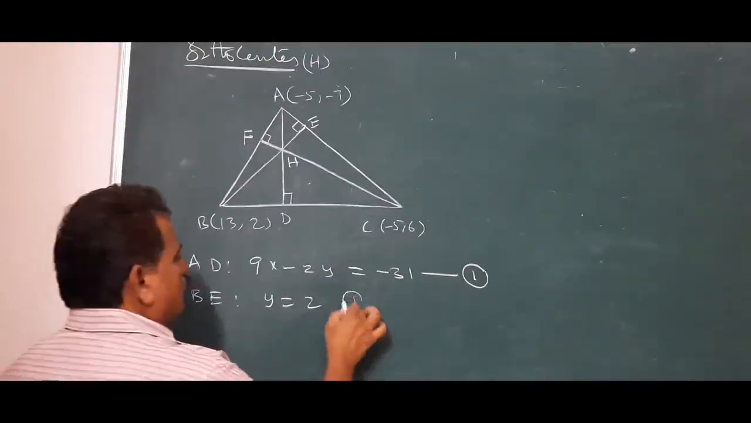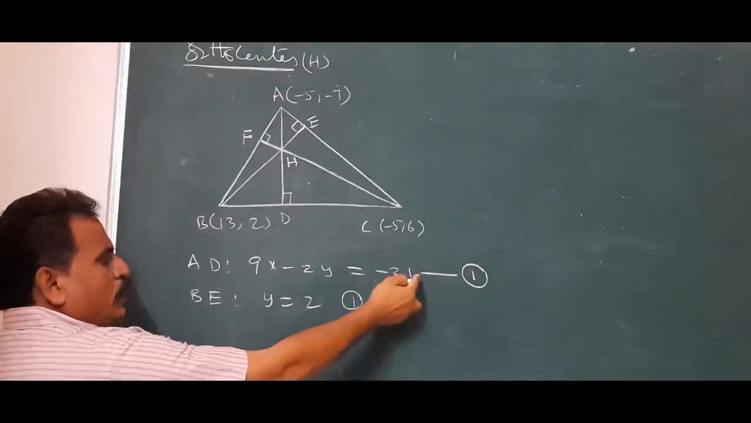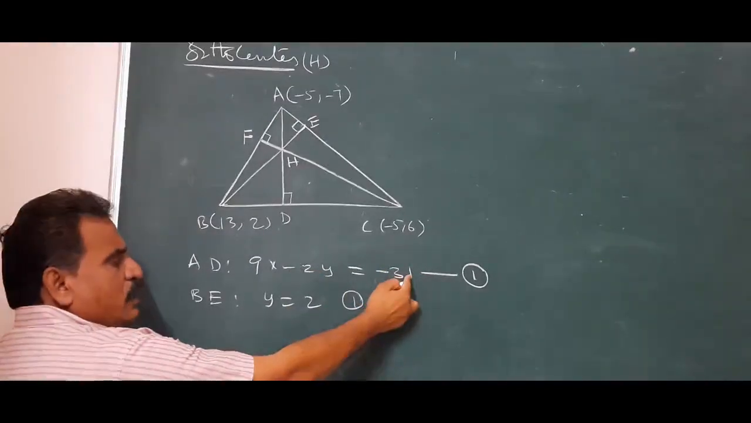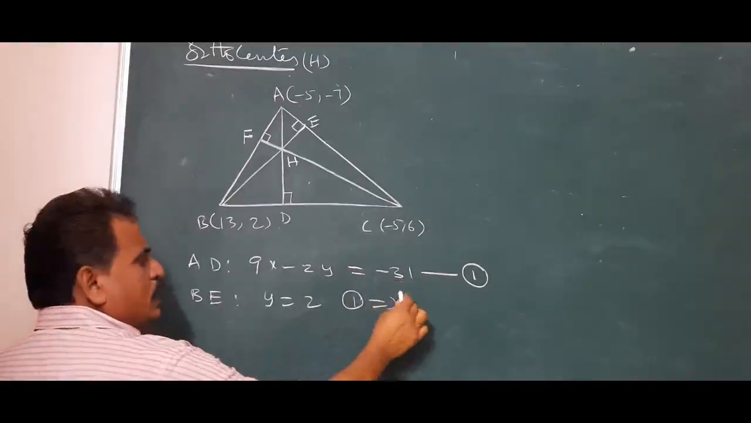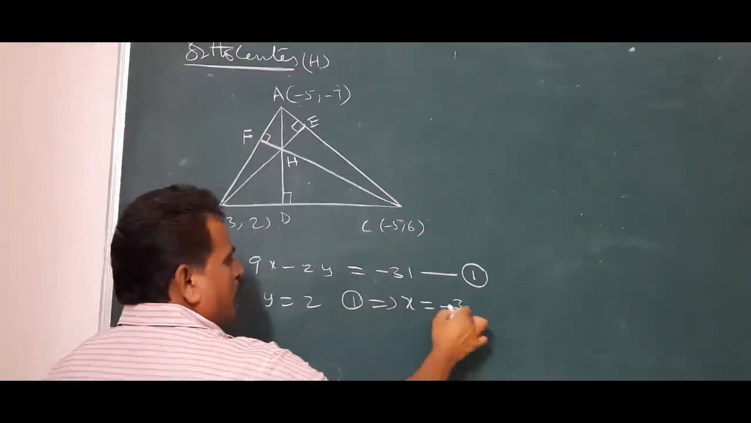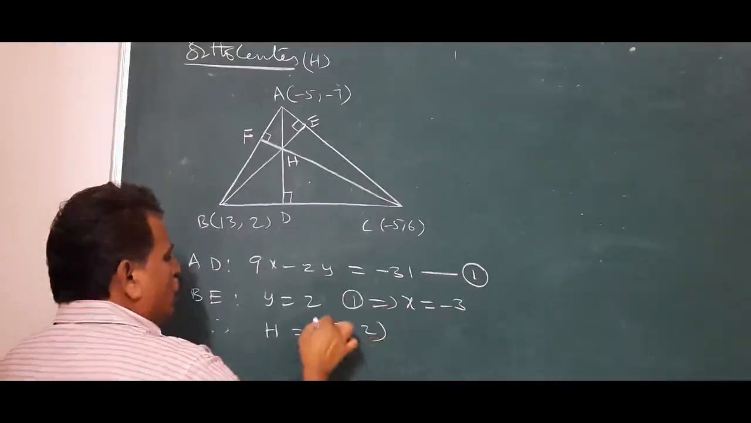This implies 9x minus 4. Minus 4, take that side. Minus 31 plus 4, minus 27. 9x equal to minus 27. X equal to minus 3. Therefore, the orthocenter is (-3, 2).